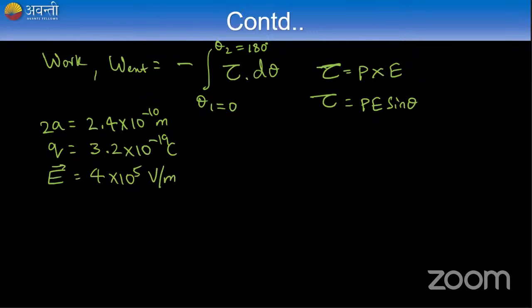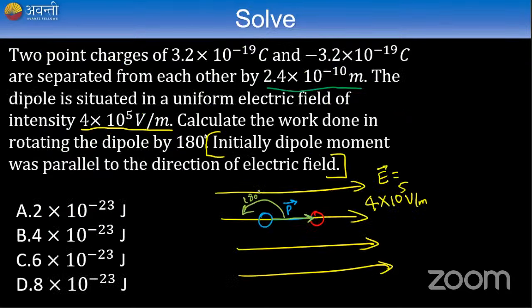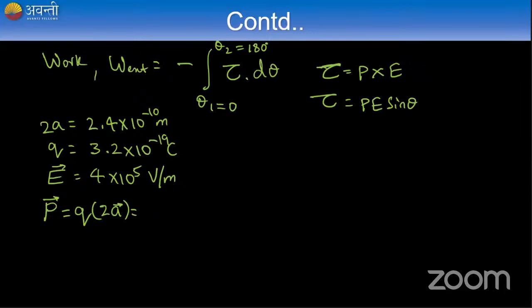Now first, what should we find? We should find P. What is the value of P, guys? P is equal to Q times 2a. Now tell me what is the value of P? Okay, let's try to integrate first. If we solve this, it will be helpful somewhere, but let's integrate then. Or if you want to solve now, we can solve here. 2 into 3.2. So guys, what is given in the question? They are separated from each other by 2a. So we have to do the integration.